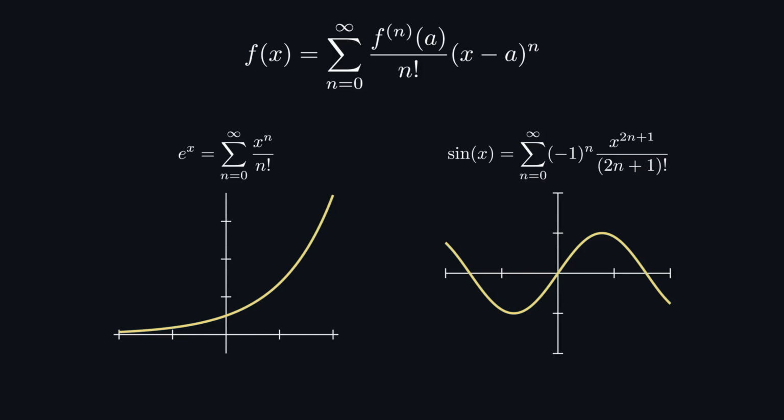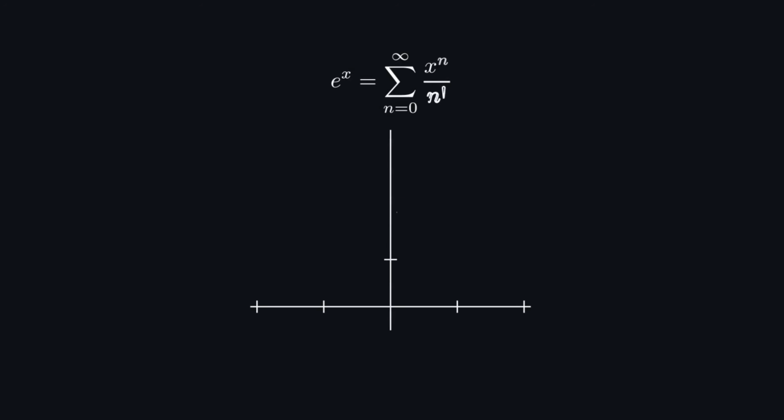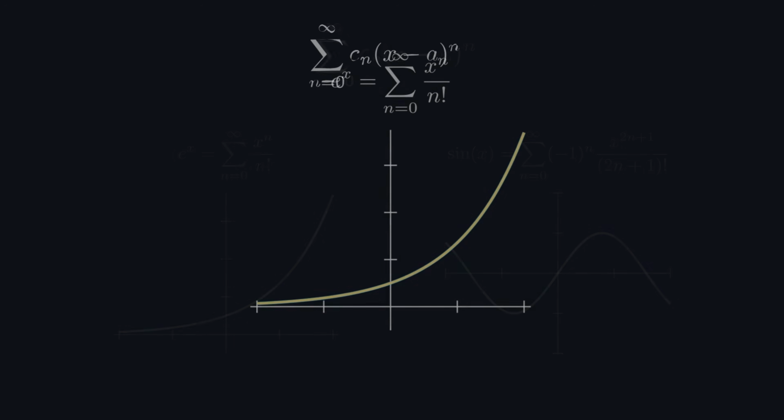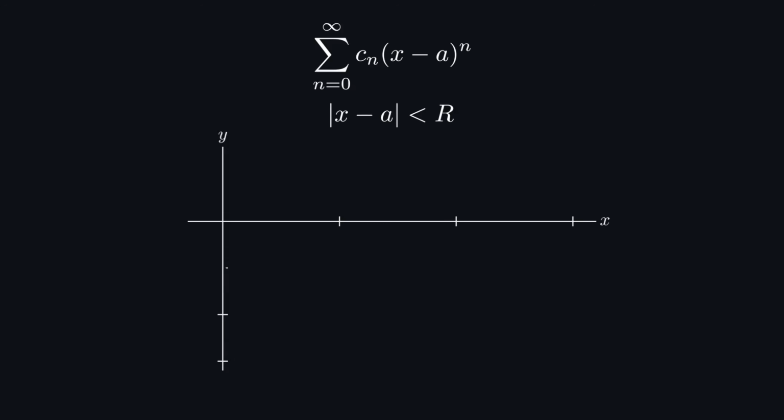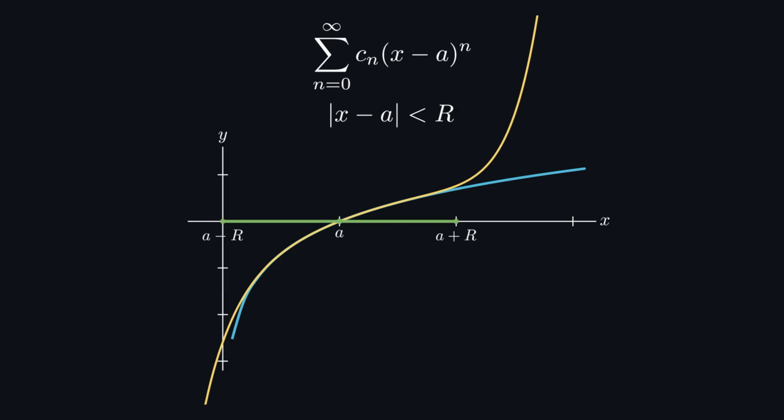For some values of x, this approximation works beautifully, like we saw with e to the power of x, for example. For others, the terms may grow too large or fail to settle down at all. And the radius of convergence tells us the size of the interval around the point a where this infinite sum actually converges. In other words, it tells us how far you can move away from the centre before the Taylor series stops behaving properly.